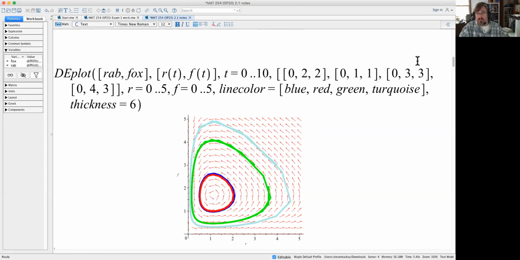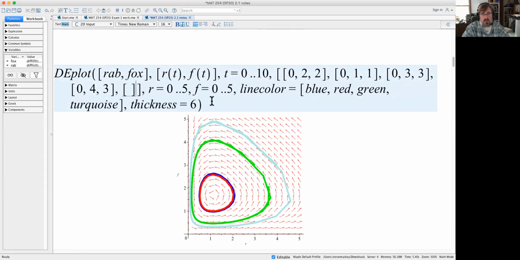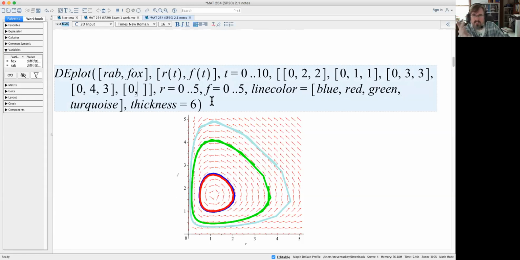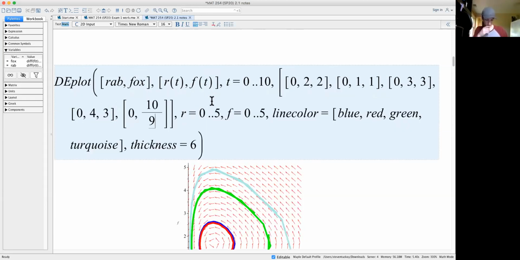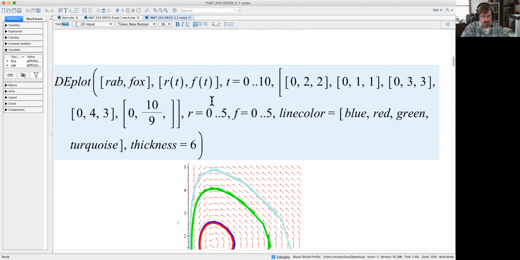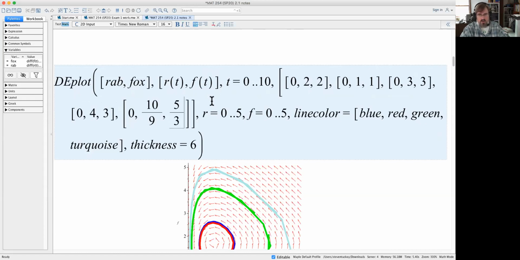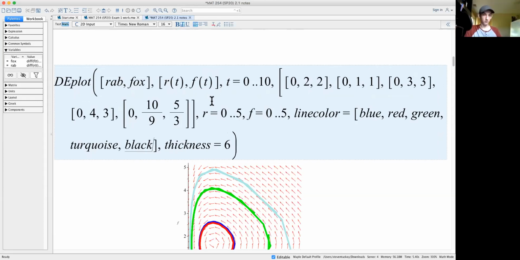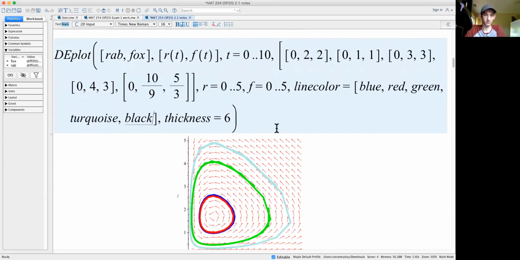population. As a matter of fact, if I add one more initial condition, and I make this one 0, comma, what was the rabbit equilibrium value? I think it was 10/9, wasn't it? You guys have your notes. Yes, 10/9. So if I do 0, comma, 10/9, comma, 5/3, and let's make this one black so it really stands out, and I hit enter.